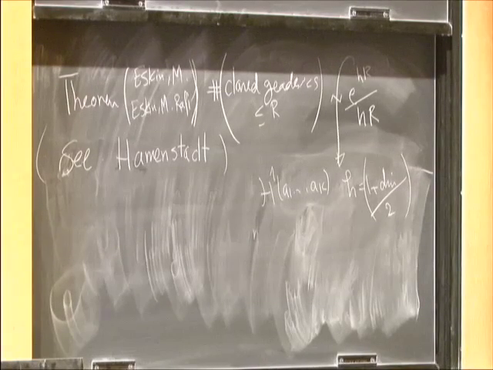the number of closed geodesics, or you can do it for the lattice counting problem too, of length less than or equal to R, spending theta percent of their length outside of C epsilon, is less than or equal to e to the (H plus delta minus 1)R.